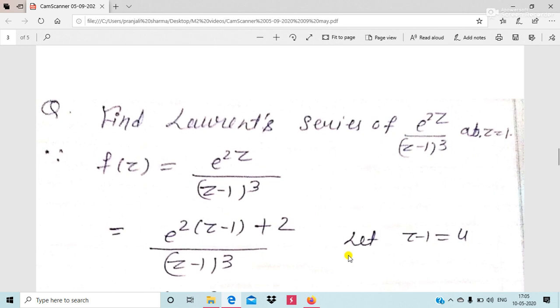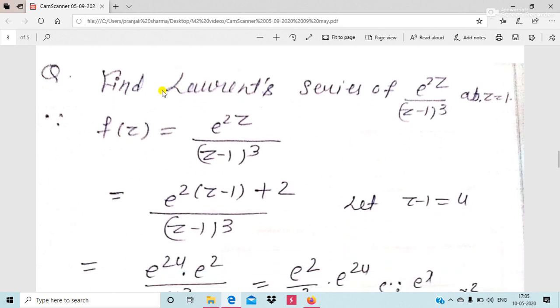Next, we have to find the Laurent series of e to the power 2z upon (z - 1) whole cube about the point z = 1. Since f(z) has been given as e to the power 2z upon (z - 1) whole cube, in the numerator we can add and subtract 2, so it will be e to the power (2z - 2 + 2). Therefore it will be e to the power 2(z - 1) plus 2 upon (z - 1) whole cube. And let us take z - 1 equal to u.